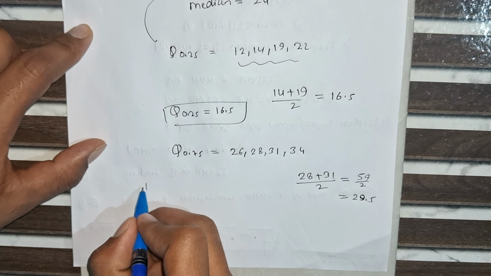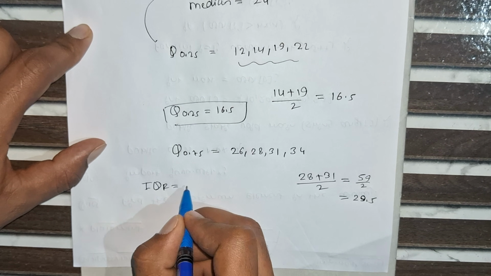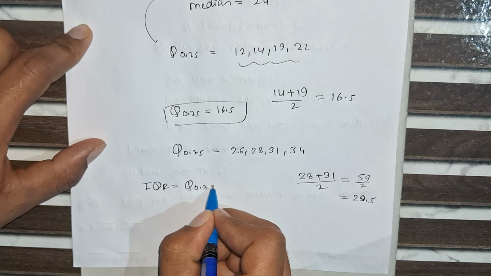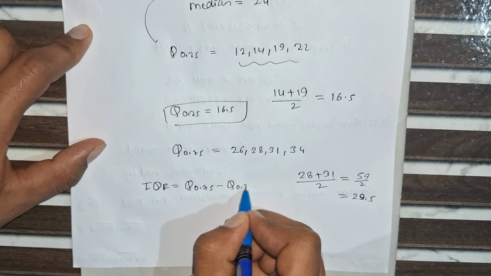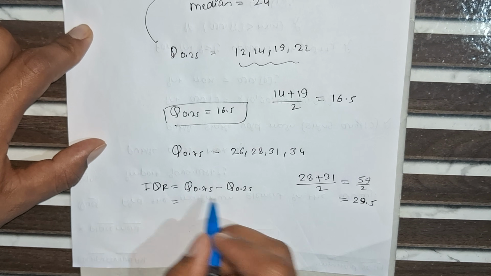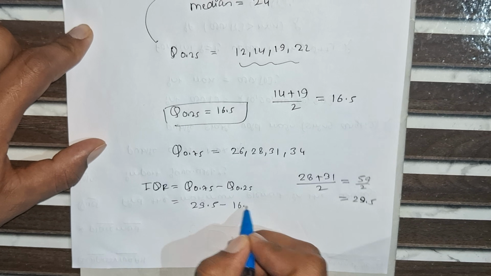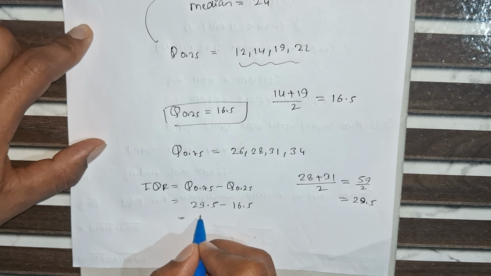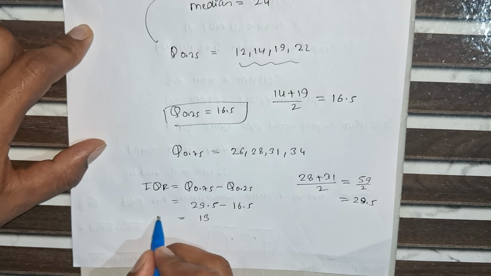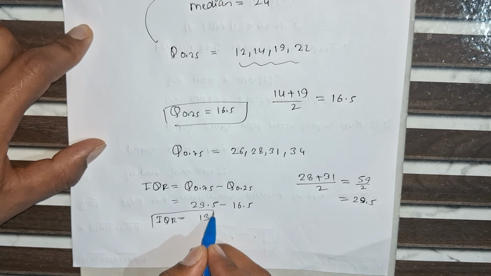So now what is the formula to find the IQR, which equals quartile range of 0.75 minus quartile range of 0.25. So what is the value of 0.75, which is 29.5 minus 16.5. When you solve it, it becomes 13. So this is our IQR, means interquartile range.